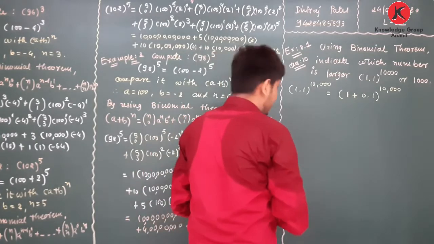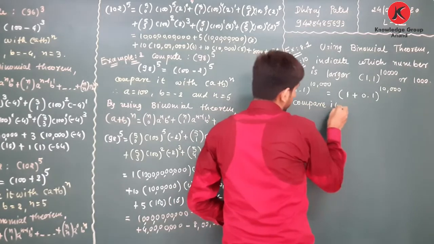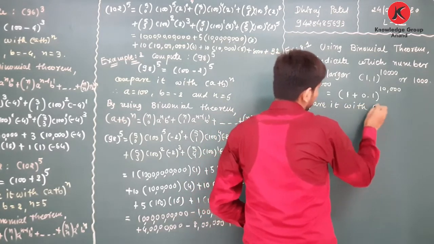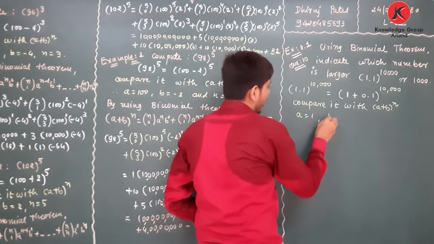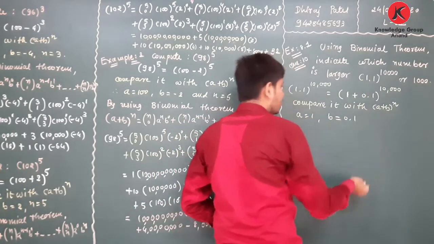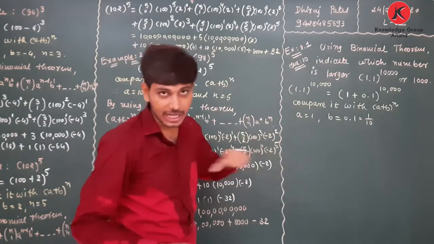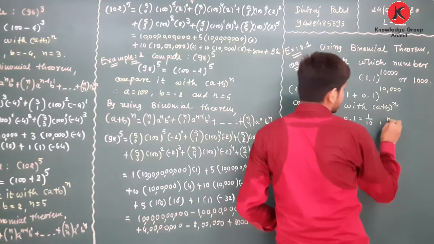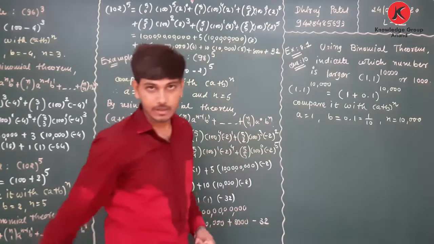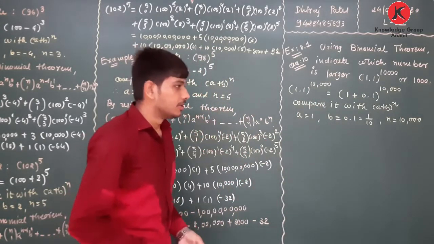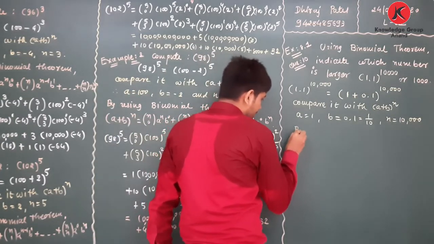First of all compare it with a plus b raised to n. Therefore I will get a equals to 1, b equals to 0.1, or we can write it 1 upon 10 also, and n is equal to 10,000, which is very high. Okay, now by use of binomial theorem, चलो फर्स्ट ऑफ ऑल हम binomial theorem यूज करने की कोशिश करेंगे.